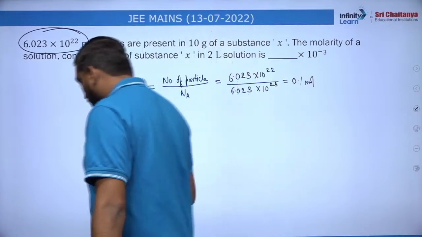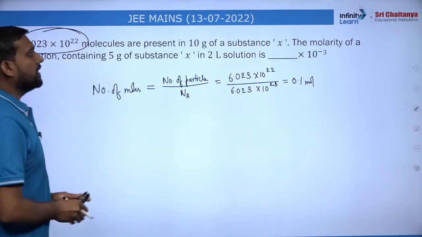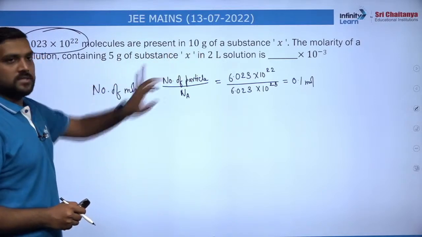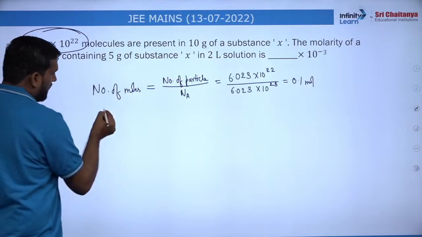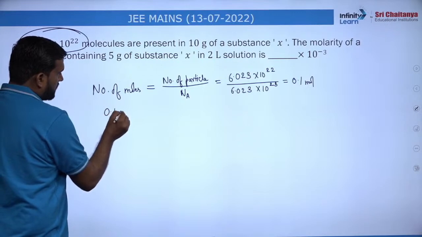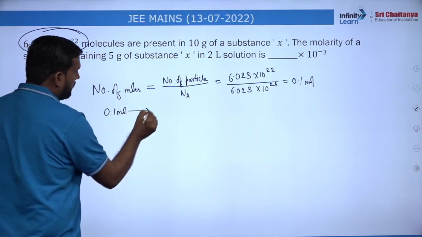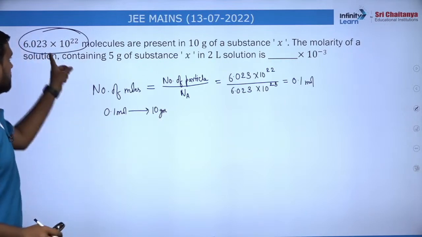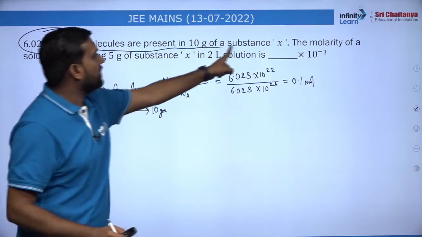Now let's go to the second part of the question: the molarity of the solution containing 5 gram of the substance. Here remember, 0.1 mole basically weighs 10 gram. It is given in the question itself: this many molecules are present in 10 gram of a substance.